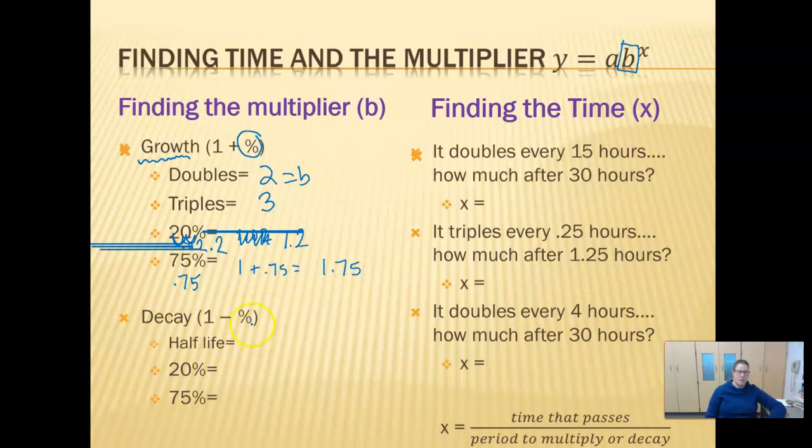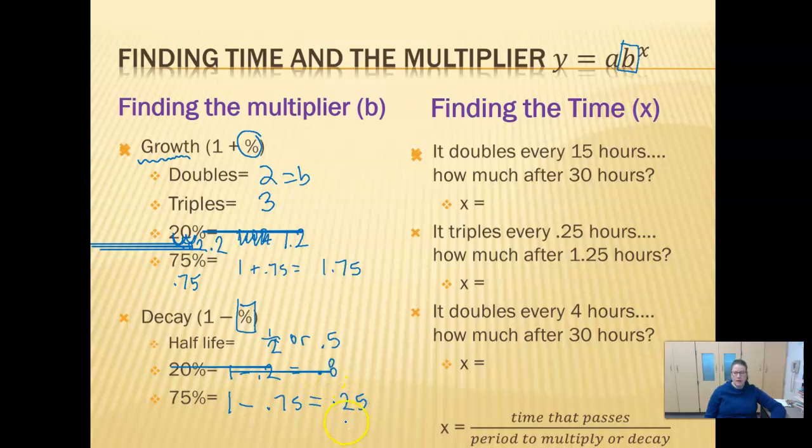Decay is the opposite. I would want to take the percentage in decimal form and subtract it from 1, and that would give me the amount to multiply by to have it decrease by that much. So for a half-life, it would just be 1/2, because 1 minus 1/2 is still 1/2. So my multiplier would be 1/2 or 0.5. If it decreased by 20%, that would be 1 minus 0.2, and that's 0.8. Okay, so that makes sense. If I take a whole and I multiply it by 0.8, I'm going to get 80% of whatever was there, and that means it decreased by 20%. For 0.75, it would be 1 minus 0.75, so it would be 0.25.